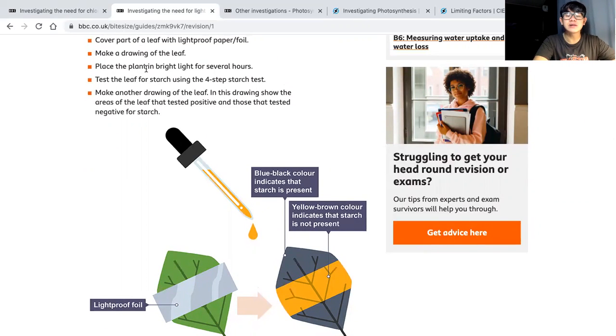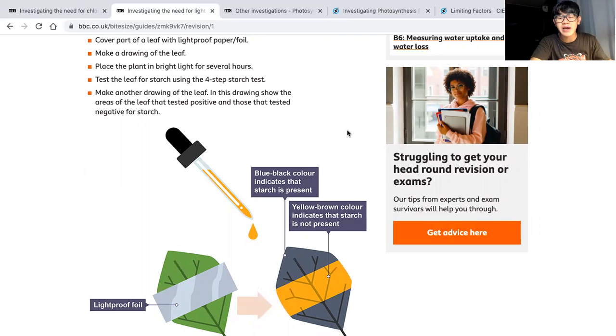And then place the plant in bright light for several hours. After we cover it, we put it back outside. Okay, put it back outside for just 2-3 hours. After that, after putting it outside, then test the leaf for starch using the 4-step starch test.